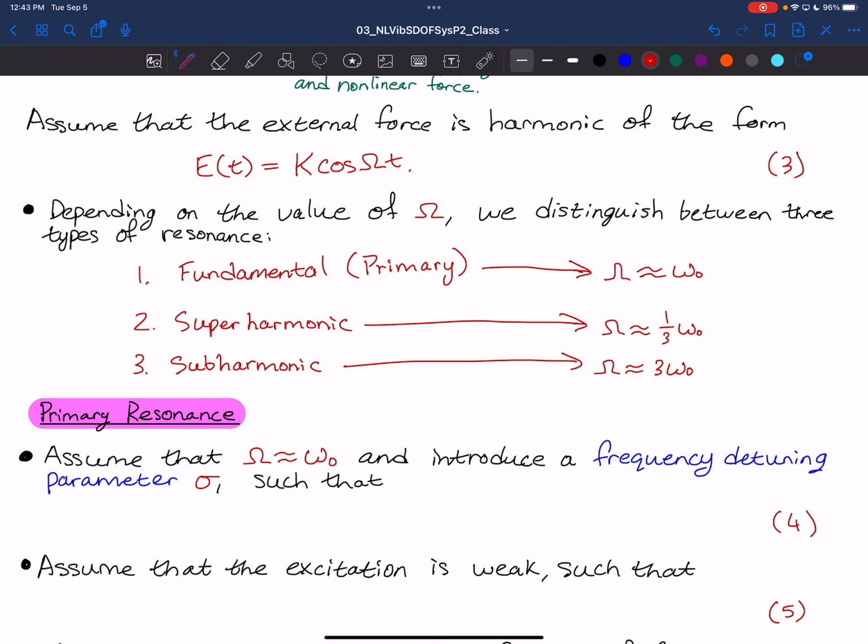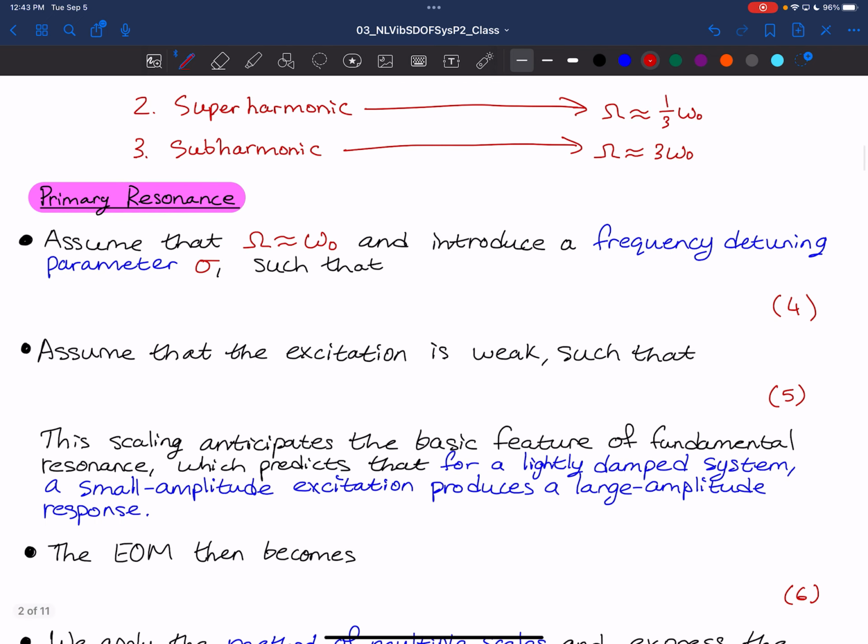So we're going to look at case 1 today, just primary or fundamental resonance. Then on Thursday, we will take a look at the other 2 cases, or at least one of those cases. Okay, so we're going to deal with primary resonance now. We're going to make the assumption that capital omega is close to omega 0. And then we're going to introduce a frequency detuning parameter, sigma, such that capital omega is equal to omega 0 plus epsilon sigma.